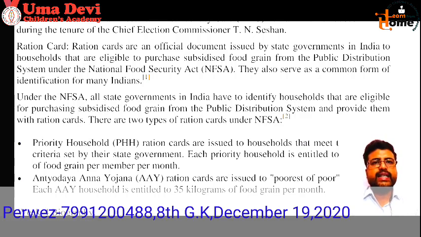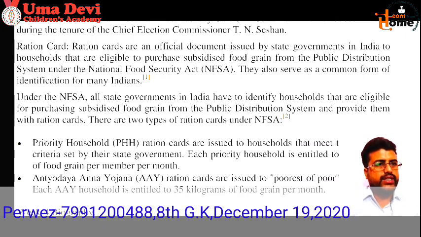Under the NFSA, all state governments in India have to identify households that are eligible for purchasing subsidized food grain from the public distribution system. So it is a compulsory duty for all state governments to identify and find out people who are eligible to get food grain from the public distribution system, and provide them with a ration card, and they will get the food by their ration card. There are two types of ration card under NFSA.